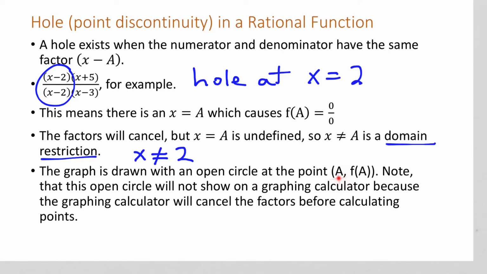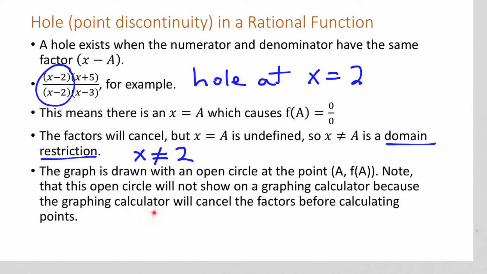So we evaluate this part of it, in this case x plus 3 over x minus 3 at 2, to give us the point 2 comma whatever it is. That will be an open circle on the rest of the graph. Now let me point out that if you graph this function on a graphing calculator, it would not give you an open circle at the hole.